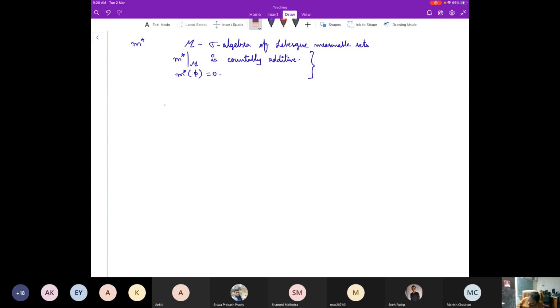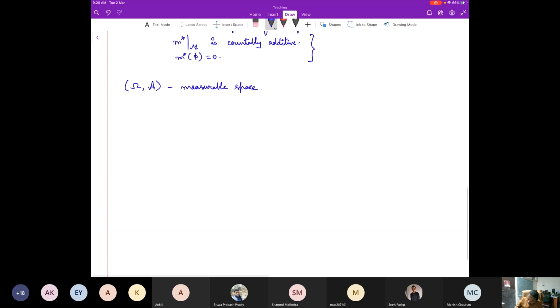Before I get into the definition, let me say one more thing. This pair is what is known as a measurable space, wherein this omega is any given set, and this is the sigma algebra. Right. Now let's get into the definition.